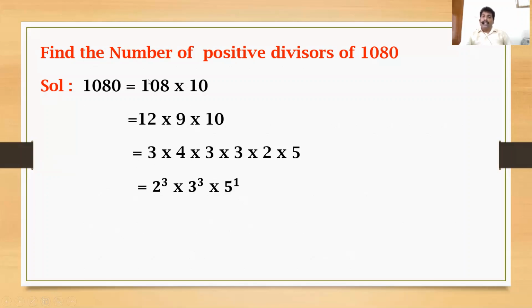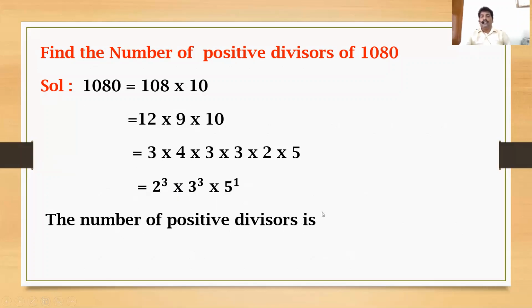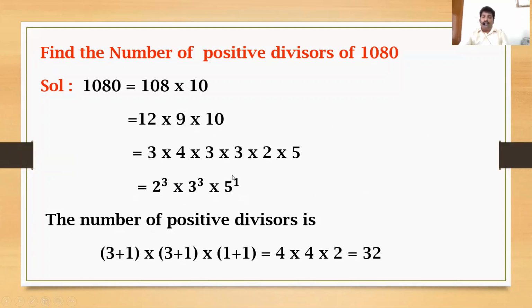So now the given integer 1080, we can write prime numbers to the powers: 2 to the power of 3, 3 to the power of 3 into 5 to the power of 1. Now you have to consider these are 3, 3 and 1. So this is a1, a2, a3. As per our formula, number of positive divisors or number of factors are 3 plus 1 into 3 plus 1 into 1 plus 1. Because a1 plus 1 into a2 plus 1 into a3 plus 1. So this is 4 into 4 into 2, that is 32.